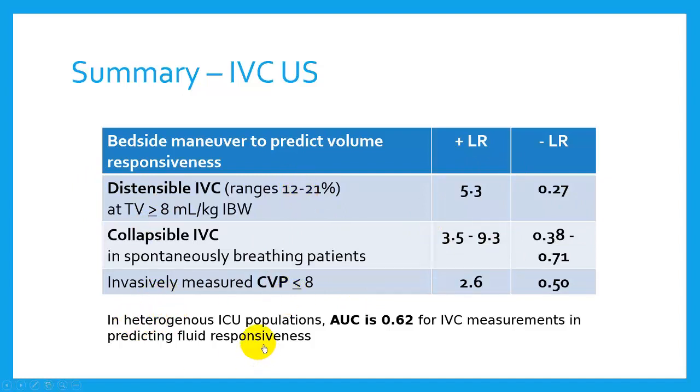Then there was a meta-analysis recently I saw that showed that in heterogeneous ICU populations, the area under the receiver operating curve was only 0.62 for IVC measurements in predicting fluid responsiveness. So that means it's slightly better than a coin flip. The area under a receiver operating curve of 0.5 would be a coin flip. So 0.62 is not great. You want something close to 0.8, 0.9 if it's a really helpful test. And that's why it's not super helpful. So I encourage you to watch the next part of this series, which talks about better ways to assess volume responsiveness, particularly by focusing on measuring cardiac output dynamically.